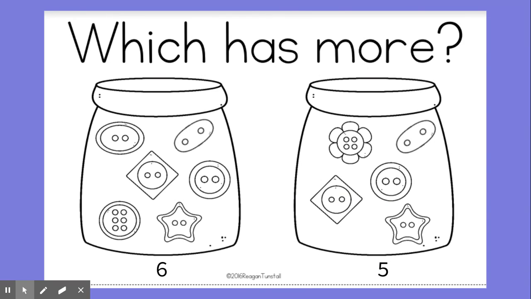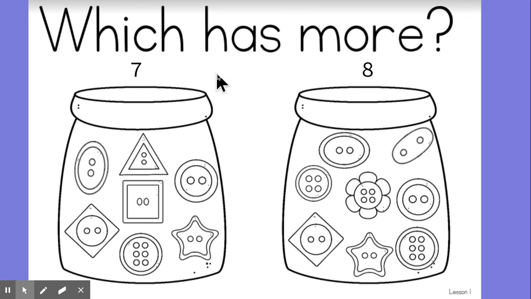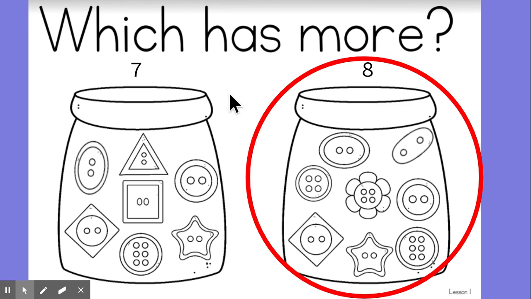Which has more? So we have a jar with 6 buttons and we have a jar with 5 buttons. So which has more? 6 has more. Okay, good. Which has more? We have a jar of 7 buttons and a jar of 8 buttons. Which has more? The jar of 8 buttons has more.